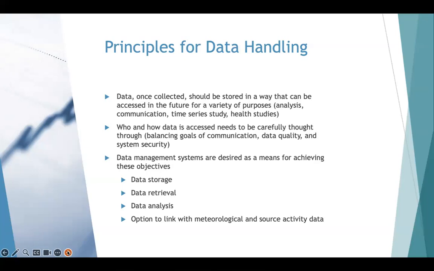Data management systems are desired as a means for achieving these objectives. So one is data storage, the second one is data retrieval, the third one is data analysis, and finally we have the option to link with meteorological and data source activity data. The fourth option is specific to this situation, but other than that, data storage, data retrieval, data analysis, and finding all the sources for these data, all these steps will help to achieve these objectives.